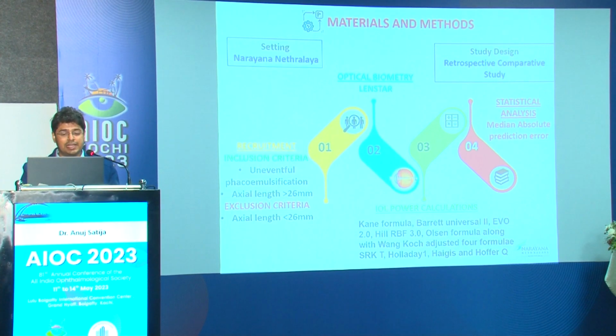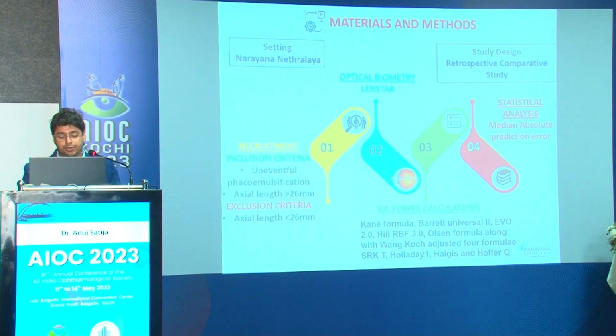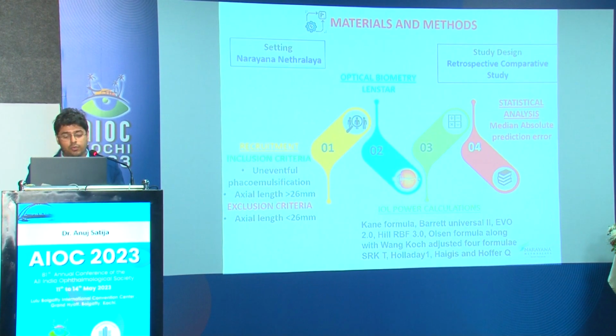Biometry was done using LensStar because that is something we had been using all along. And the IOL power calculation formulas used were Kane, Barrett Universal 2, EVO 2.0, Hill RBF 3.0, Olsen formula, along with Wang-Koch adjustment for SRK/T, Holladay 1, Haigis, and Hoffer Q.